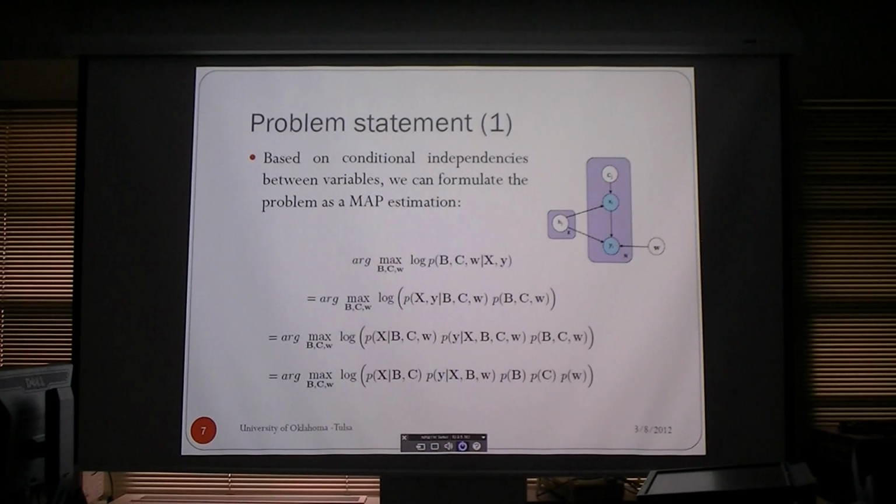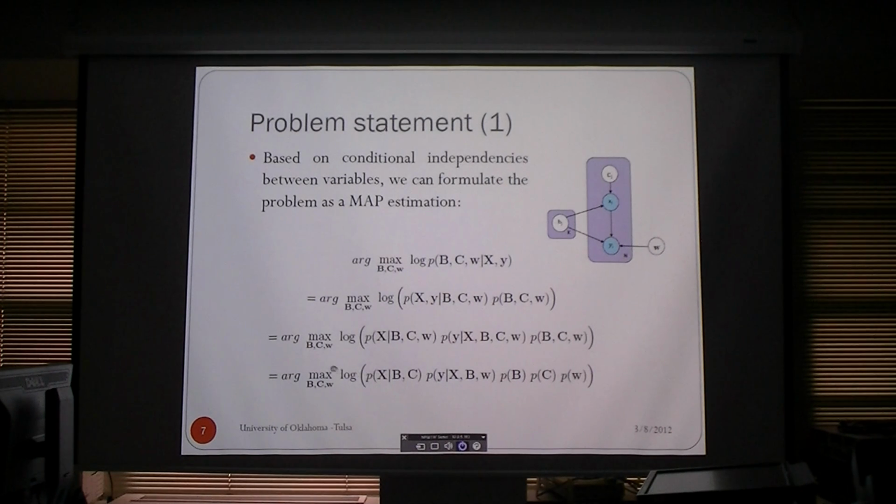We formulate the problem as a maximum a posteriori estimation, MAP estimation, in which we want to maximize the probability of B, C, and W given input data X and Y. We can use the Bayes rule to expand this equation: P(X|BC) multiplied by P(Y|X,B,W), and the probability of each of our matrices.